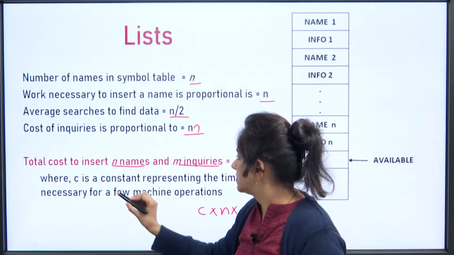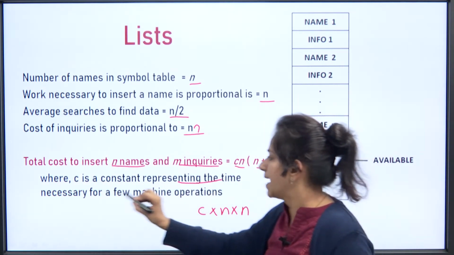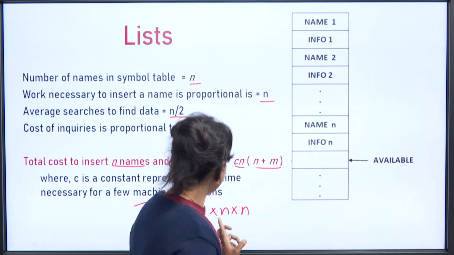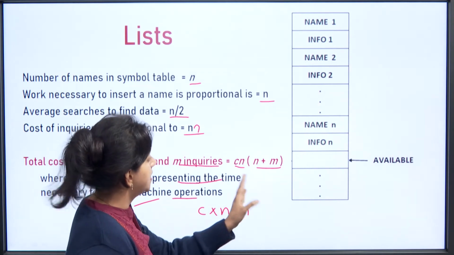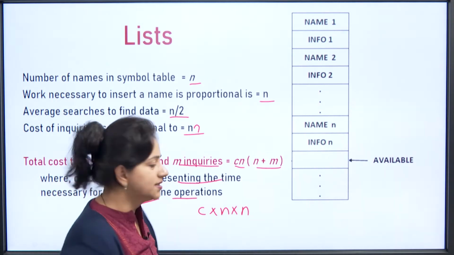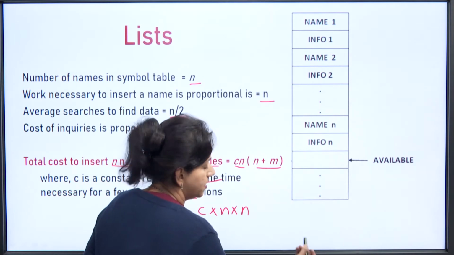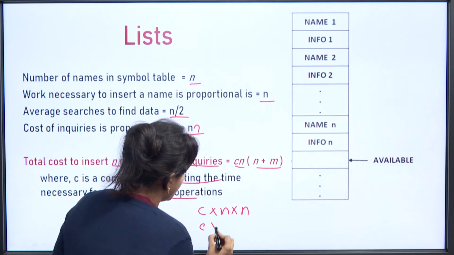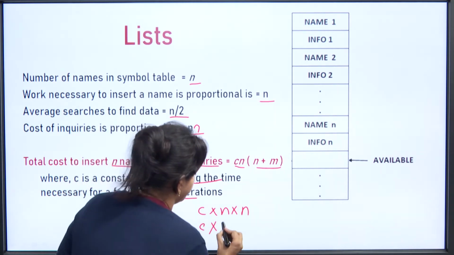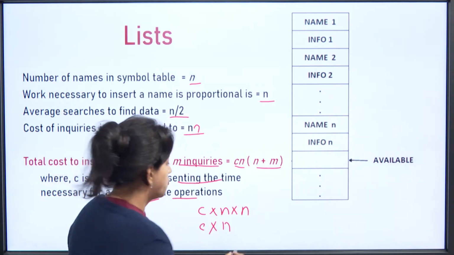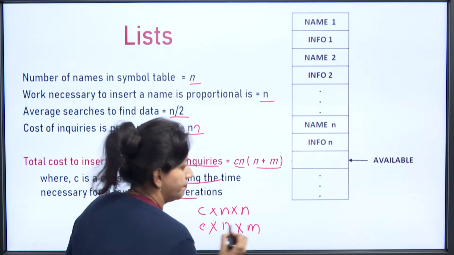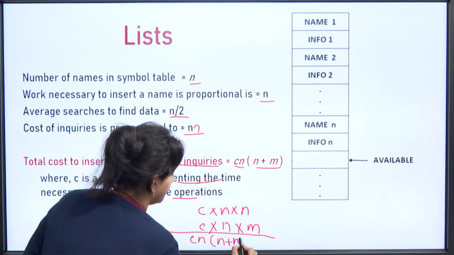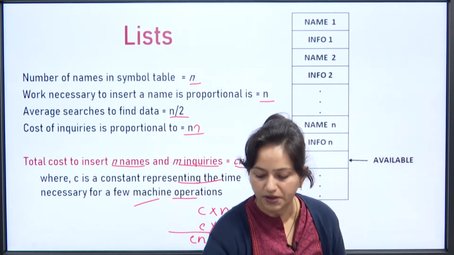What is c here? C is a constant representing the time necessary for a few machine operations. So, it will be C into n into m. Similarly, if we are performing m inquiries, for one inquiry the cost will be C into n, and for m inquiries it will be C into n into m. So, if we add up, we will get C n into n plus m. So, this is about list.